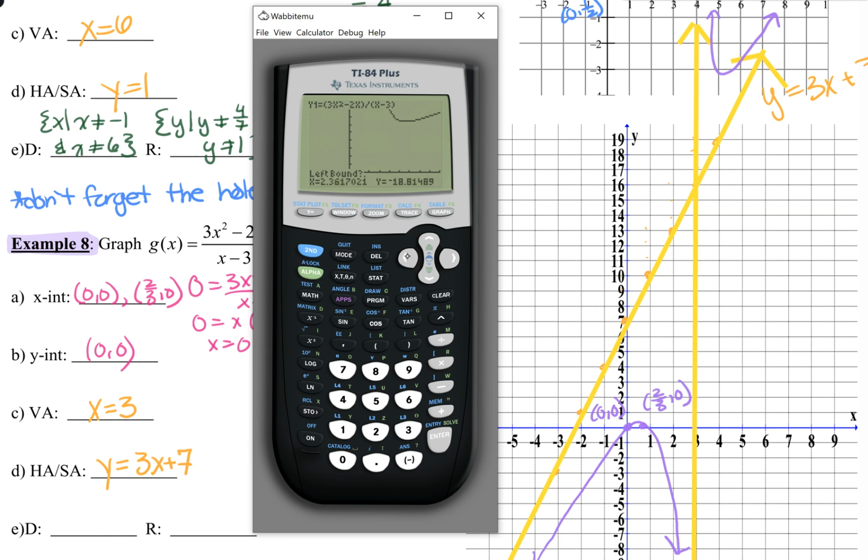So I could arrow over and move the cursor, but I don't want to have to just keep clicking. So the other thing I can do is type in what I want my left bound to be. I want my left bound to be 0, enter. My right bound, I know it's somewhere between 0 and 2/3, so I'm just going to type in 2/3 for my right bound, enter. You don't have to guess, you can if you want to, and then you're going to see your relative maximum.